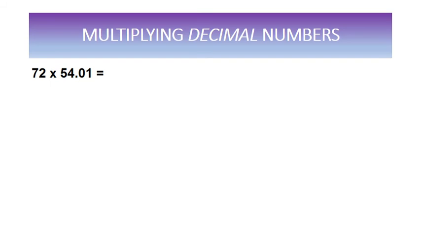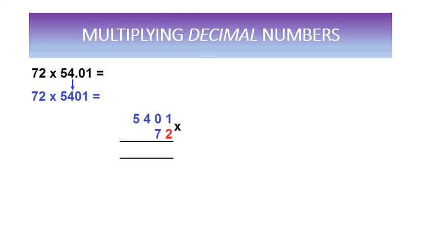Here we've got 72 multiplied by 54.01. So the first step again is remove the decimal point. So we read this as 72 multiplied by 5,401. Then we set it out, and then we carry on with our column multiplication. So 2 times the 1 is 2, 2 times 0 is 0, 2 4s, 8, 2 5s, 10. Draw our line. Remember to tell our calculation that that 7 is 70, not 7. So we need our placeholder.